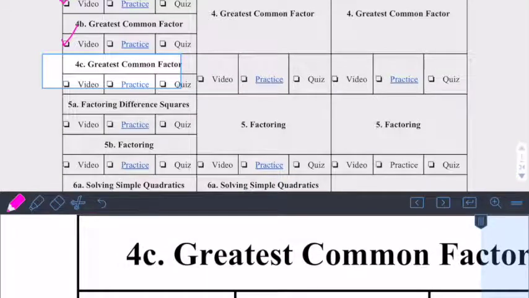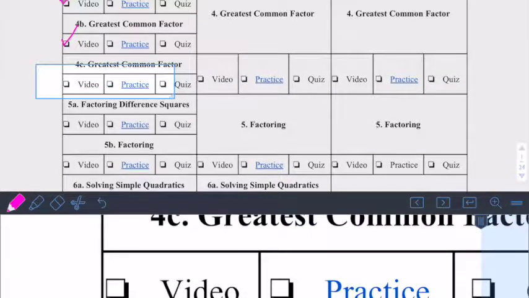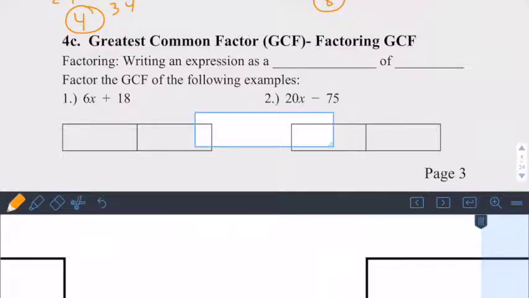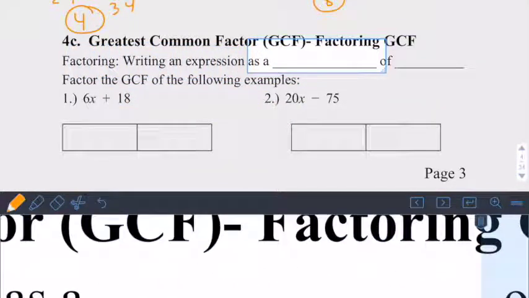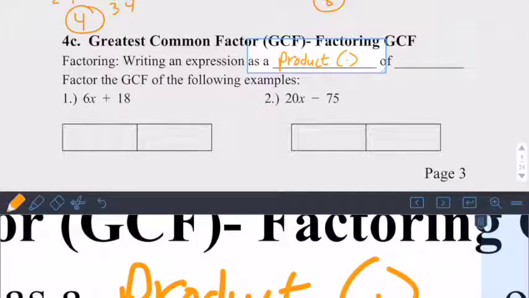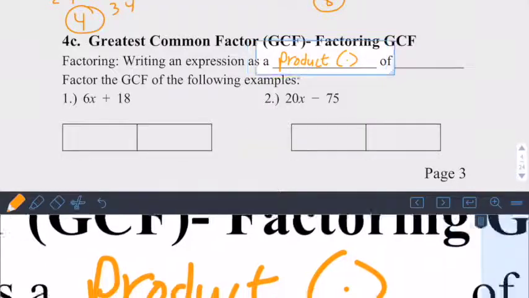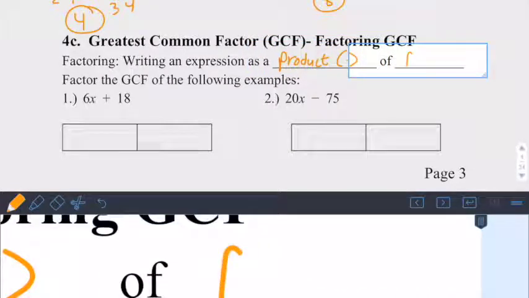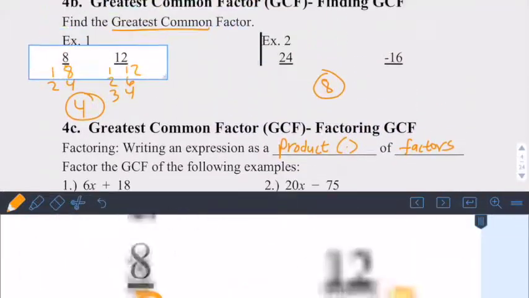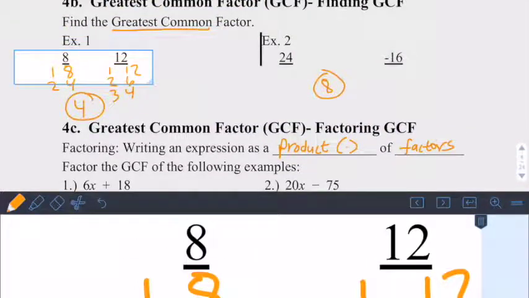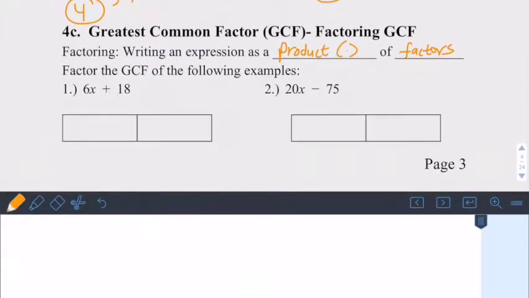This is lesson 4c from greatest common factor. So what we're going to do when we factor something is we're going to write an expression as a product, right? This means times, we're going to multiply things together, product of factors. Okay, so if we were to factor 8, we could say 1 times 8. But let's go to these.